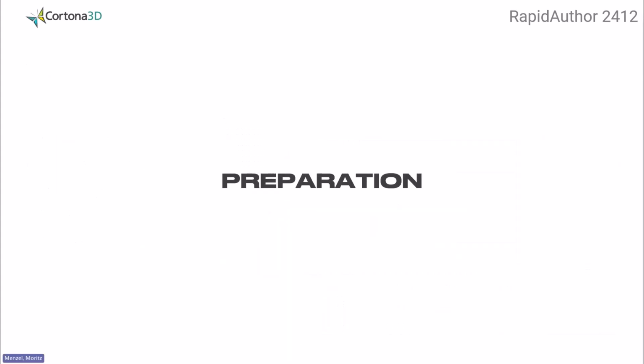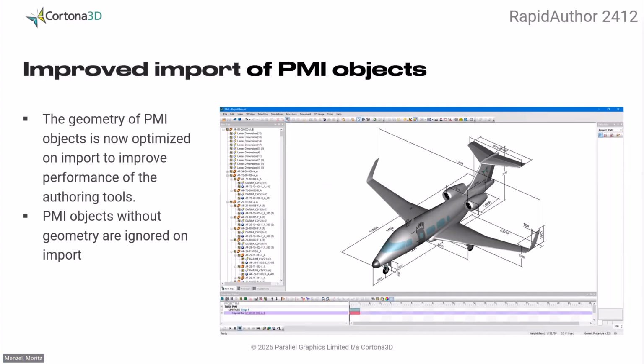Let's start with the preparation step, specifically with data import. As you may know, previously selecting a PMI object in RapidAuthor caused performance slowdowns. This is due to the numerous transforms and shapes happening. And in this new release, we will help with that through merging algorithms to eliminate redundant points and reduce complexity. Overall performance is significantly improved, minimizing unnecessary system load. Additionally, PMI objects without geometry are now ignored during loading, ensuring an overall smoother workflow.